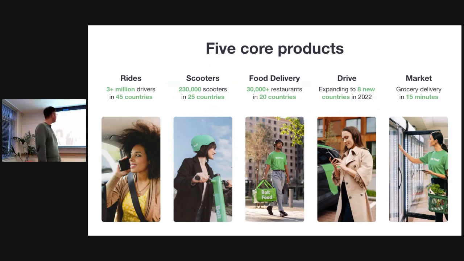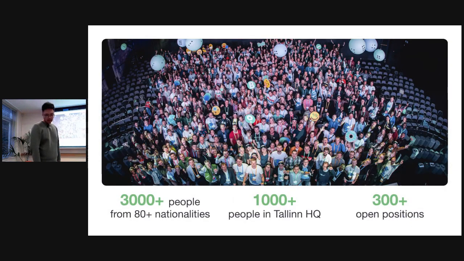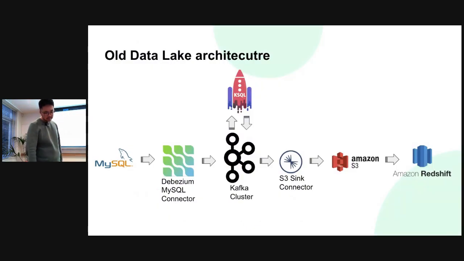So these are our business verticals. We have ride hailing, that's the biggest vertical. We also have scooters, food delivery, and Bolt Drive, so you can rent a car on the street. And we also have Bolt Market, where you can get fast grocery delivery. We're still hiring. We have lots of people from different nationalities, and our headquarters is in Tallinn, and that's where I'm currently working. So if you're interested after this talk, check out the jobs page.